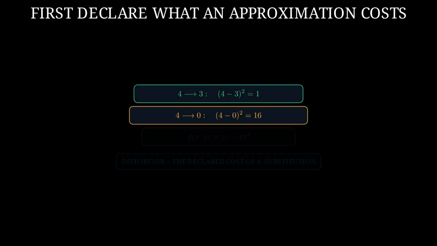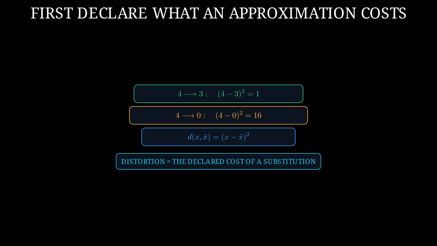We need a rule for judging an approximation. In this first task, numerical closeness matters. If the true reading is 4 and the receiver reconstructs 3, the error is 1. Squaring that error still costs 1. Reconstructing 0 would cost 16. This declared squared error cost is called distortion. Smaller average distortion means a better representation for this task.